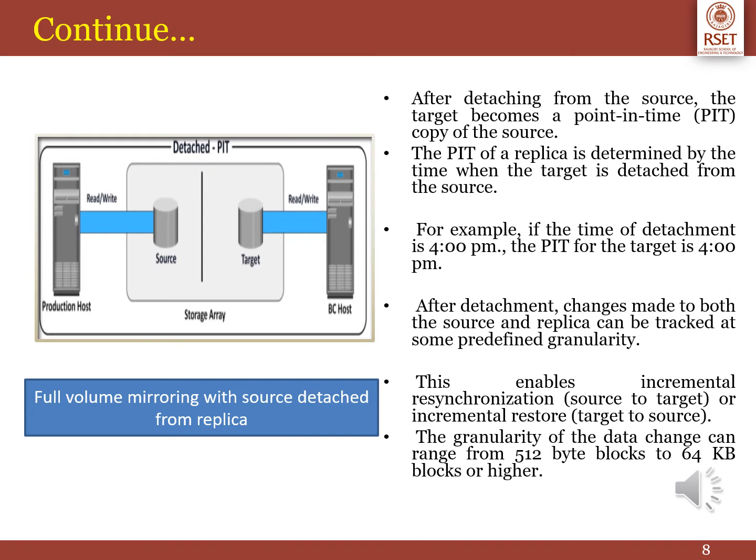After the detachment, changes made to both source and replica can be tracked at some predefined granularity. This enables incremental resynchronization or incremental restore. The granularity of the data change can range from 512-byte blocks to 64 KB blocks. Changes are typically tracked by using a bitmap.